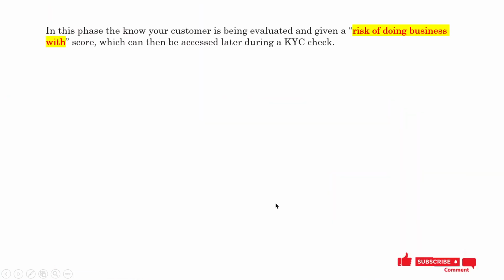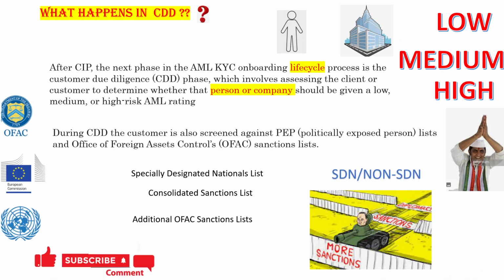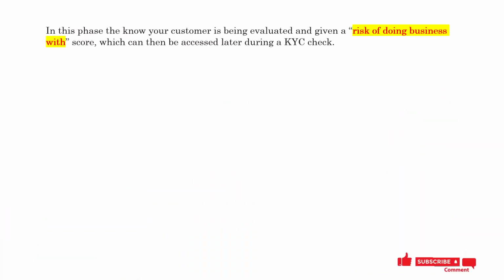Now, coming to this phase, as I told you earlier, in CDD we check the risk rating, and we do so by going through the different lists which are maintained internationally. In this phase, the know your customer is evaluated and given a risk of doing business with score, which can be assessed during a later KYC check. This point is very critical: risks of doing business with.